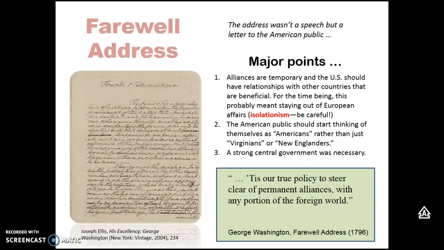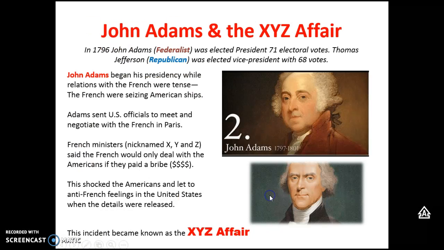So be careful. The American public should start thinking of themselves as Americans rather than just Virginians or New Englanders. A strong central government was necessary, which we have today. "It is our true policy to steer clear of permanent alliances with any portion of the foreign world." This is a primary source quote from the speech.